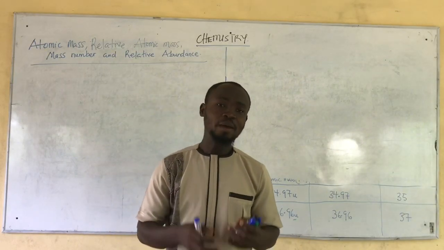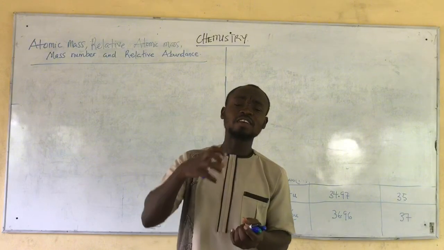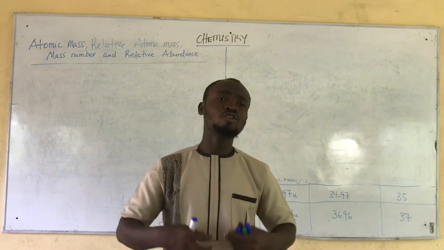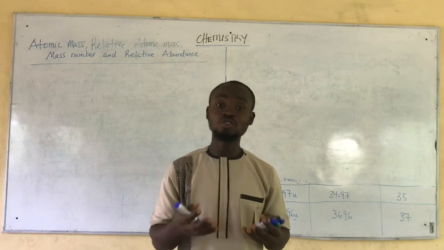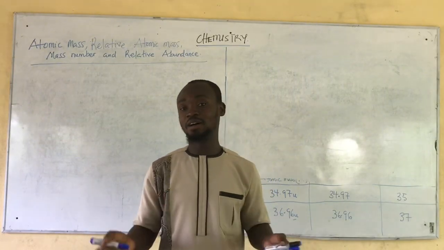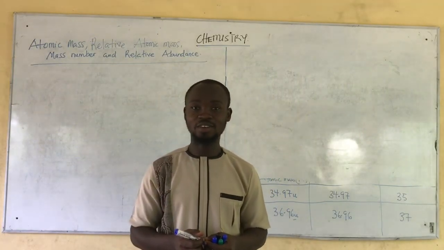Is that okay? And also, if this amount of isotope is expressed in terms of a fraction, it is known as fractional abundance. Is that okay?